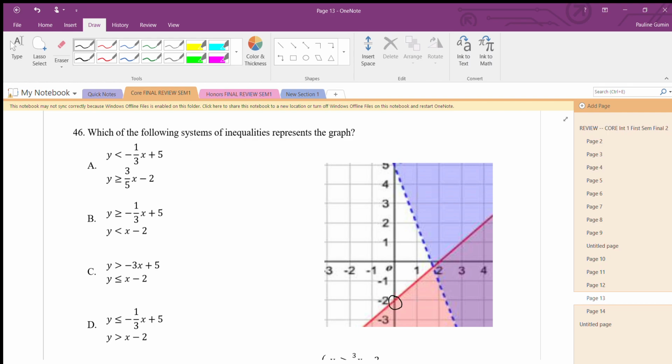So I'm going to take a look at all these inequalities. Letter A has a solid line with a negative 2 y-intercept. Letter B does not. Letter C does. Letter D does not. The only other thing I have to check here between letter C and letter A is the slope. So let's see, 1 over 1. Well, fantastic. Letter C.